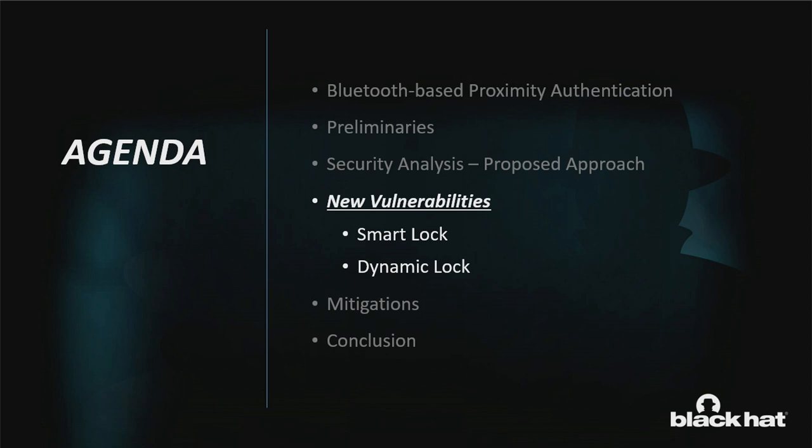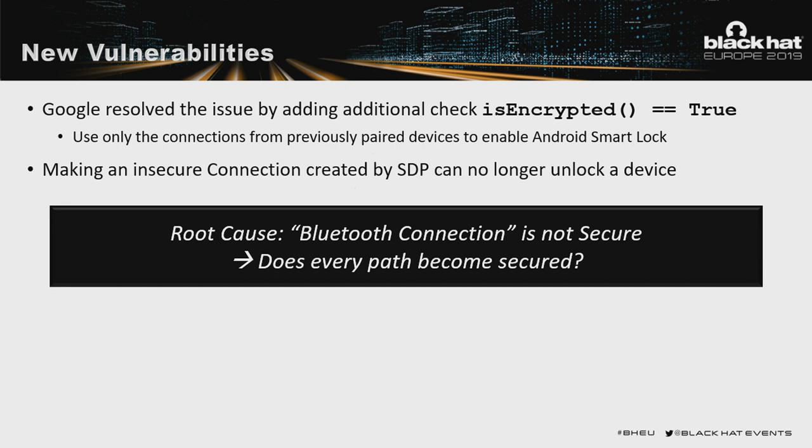We followed this analysis to find new vulnerabilities in Android Smart Lock and Windows Dynamic Lock. Google resolved the issue by adding an additional check on whether is encrypted is true. Was this really resolved? In fact, the root cause of this issue is that the Bluetooth connection is not secure. Adding a function like this adds defense code that does not cover the root cause. Thus, all possible scenarios should be considered.